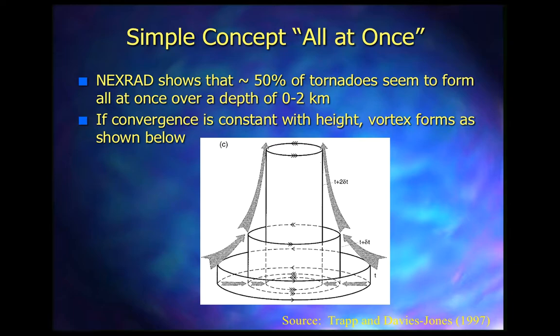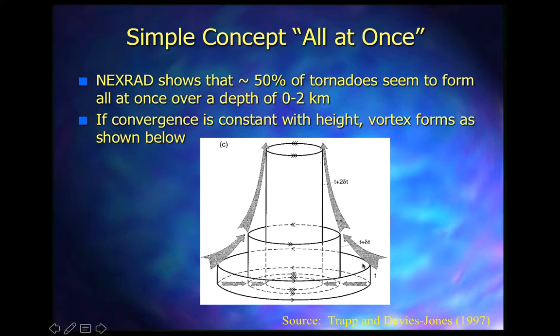Now, this diagram, taken from a paper by Jeff Trapp, who's now at Illinois, and Davies-Jones, who's now retired, shows that if you have convergence that's constant with height, then a vortex will form, as you see below. The gray arrows indicate air motion, and we have convergence. You see the air coming in from all directions, right to left and left to right. So we've got convergence in here. At time t, you see this big circular vortex.